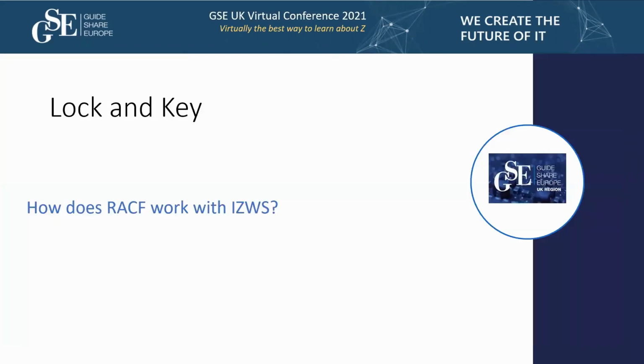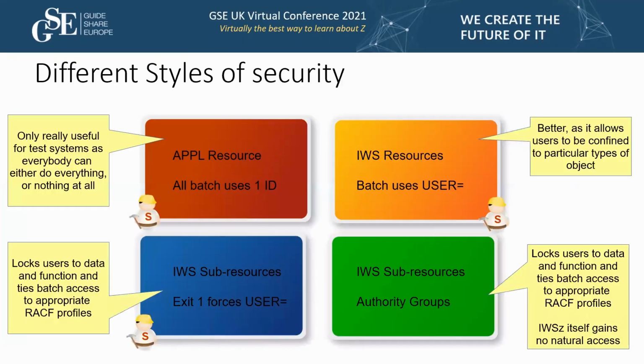Here we go. So how does RACF work with IZWS? What's the lock and what's the key, and how do we handle all this? Well, first off, there are 3 horror stories on this page as far as security administrators are concerned, certainly as far as auditors are concerned. This, strangely enough, seems to be the most common style of security in IZWS, is that users are either let into IZWS or not by the application resource. So you can either come in and do everything, or come in and look at stuff, or you can't come in at all. And all the batch runs under one user ID.